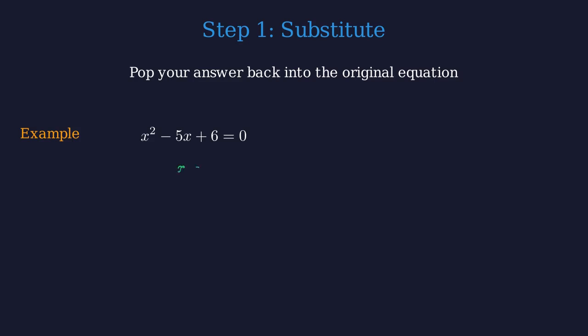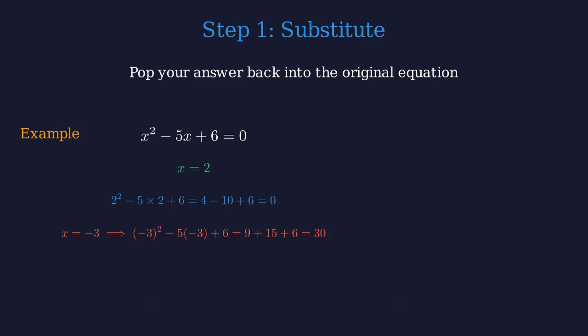Example, a quadratic. Suppose you solve x squared minus 5x plus 6 equals 0 and get x equals 2. Substitute x equals 2 back. 2 squared minus 5 times 2 plus 6 gives 4 minus 10 plus 6 equals 0. It checks. If you had miscopied a sign and got x equals negative 3, substituting shows negative 3 squared minus 5 times negative 3 plus 6 equals 9 plus 15 plus 6 equals 30, not 0. That tells you straight away something's wrong.